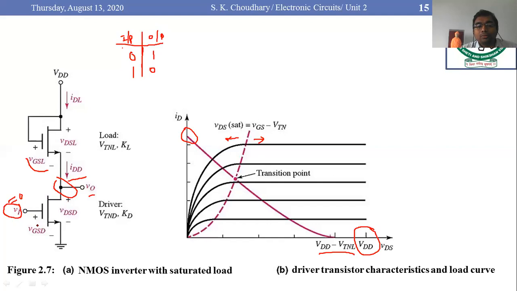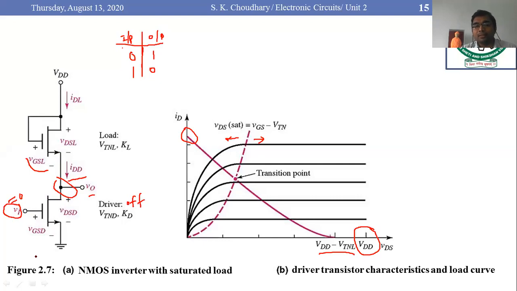Your VGSD is less than the threshold voltage, so this driver circuit is off, or it is operating in the cutoff region. As it is operating in the cutoff region, it is off. At the same time, what happens? VGSL is not 0, so obviously it is conducting. So the load is conducting, but the driver is off.